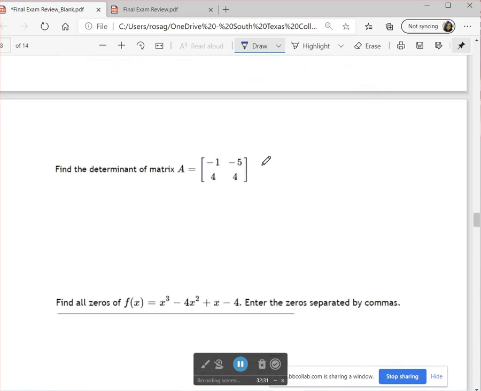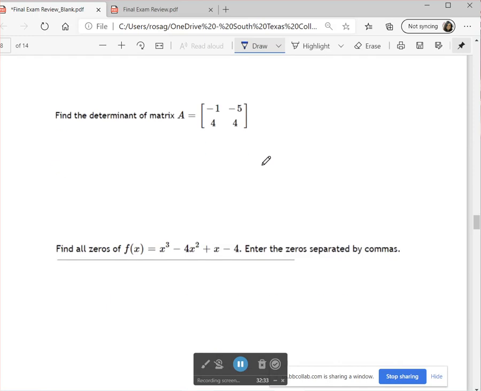Here's one that you were recently tested on, the determinant. So the determinant of a 2 by 2, you would do multiply across. You always start on the left corner. So I'm going to multiply these two. And I get -4. And then minus the multiplication of the other two. So that would be -20. So that gives you 16.